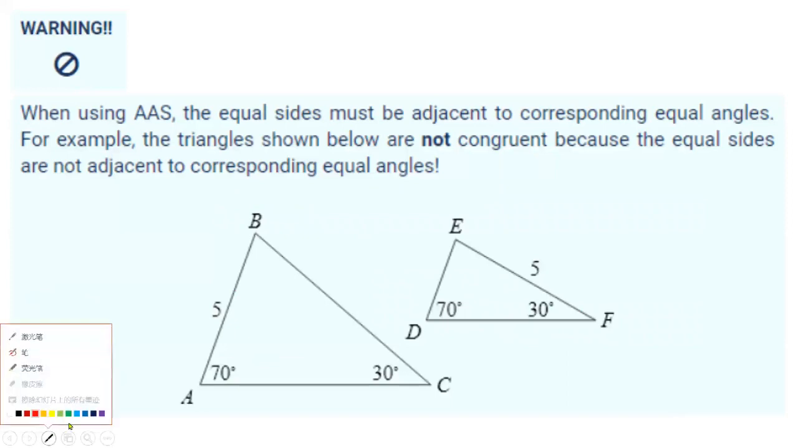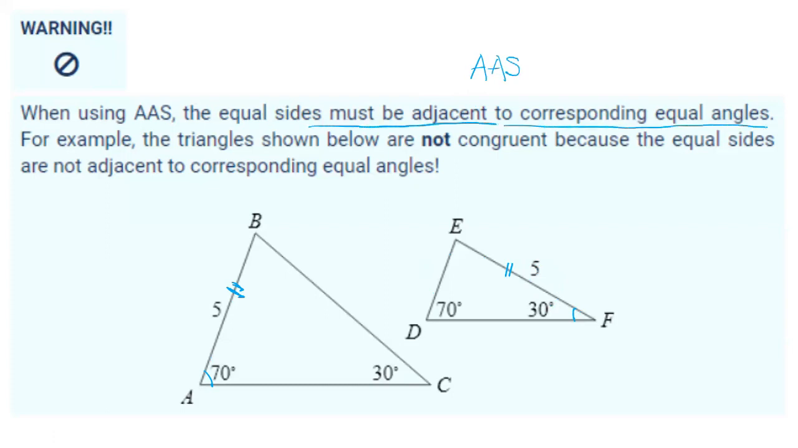Instead, we do not have that. What we have here is this side equals this side, but these two sides are not corresponding sides, right? You see why? Because in the left triangle, 5 is adjacent to 70 degrees, and in the right triangle, the side with 5 is adjacent to the 30 degrees, so they are not corresponding parts. You can only use AAS when the equal sides are adjacent to the corresponding equal angles. Understand?